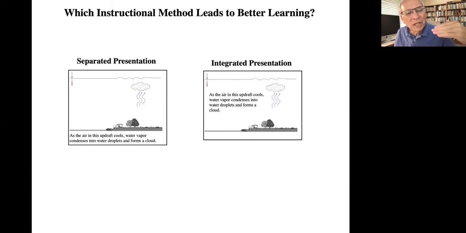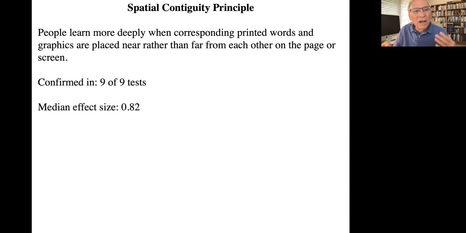With an animation, so this is the lightning lesson again, we can have the words printed at the bottom as a caption, or we can put them next to the part of the graphic they're talking about. What we find is in 9 out of 9 experiments that we ran, people learn better when corresponding words are placed next to the part of the graphic that they're referring to, rather than far away from them. And this generates a median effect size of 0.82, which is considered a large effect.